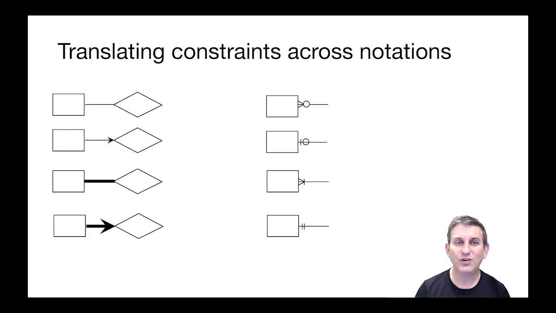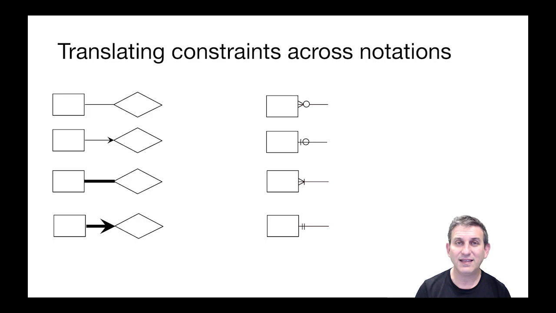Here's a handy decoder for translating these constraints we've been looking at across notation. So when you have no particular constraints, in our notation, it's been just a line, and in crow's foot notation, it's a crow's foot and a 0, meaning 0 to many. When you have a key constraint in our notation, which is an arrow, in crow's foot notation, that's a 1 or 0 participation, right? You have to have at most 1 participation in that relationship.